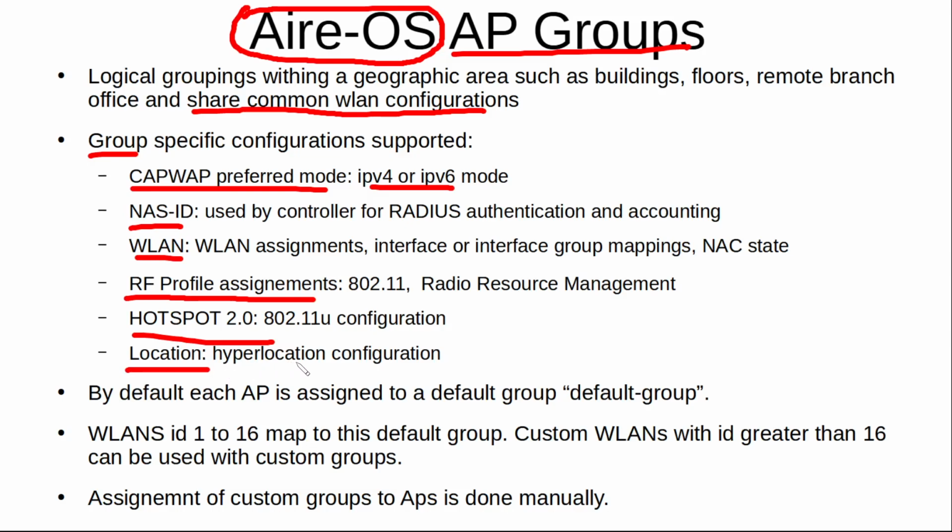Hyperlocation is a feature that when enabled, can help locate devices within your wireless network if your access point has the angle of arrival feature. By default, each access point is assigned to the default group, which is known as the default-group. The wireless LANs 1 to 16 map to the default group. You can create custom wireless LANs with an ID greater than 16 in order to assign them to custom groups. The assignment of custom groups to access points is done manually.